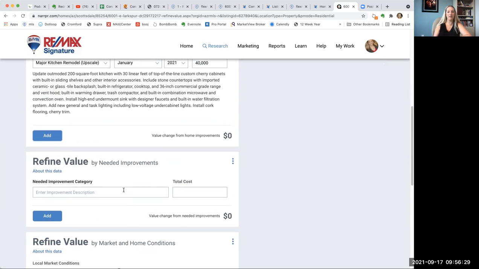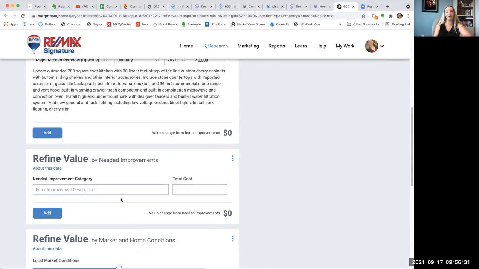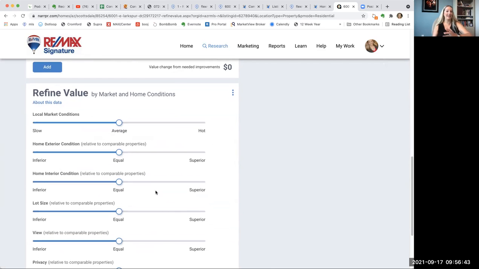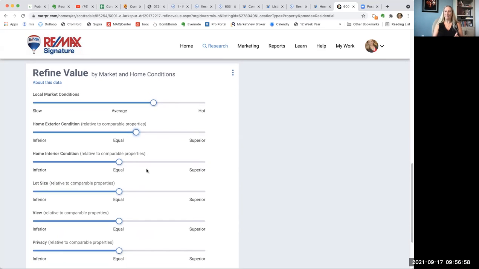We also have the ability to add needed improvements. So if you have a property that's outdated or maybe a property that needs to be brought up to current standards, you can add the category and the cost of what it needs to be added. Another thing that you can do is refine it by the conditions of the market. Love this because again, it's a sliding scale. So if we know our local market conditions are stronger, we can just slide that up. And if we know that our property has a better curb appeal than someone else's, we can again adjust. Maybe this property is smaller than some of the others in the area. Again, you can just adjust it.